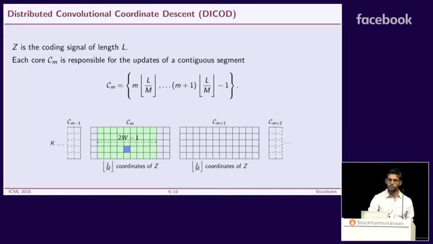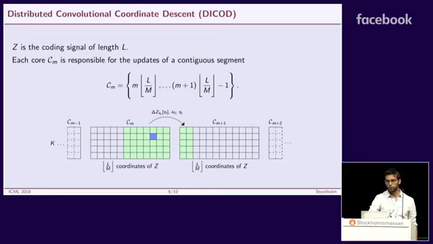The main issue is if the selected coordinate is on the border of your worker, then you need some kind of communication to ensure the convergence of this algorithm. This can be done pretty efficiently by only sending the coordinate number that you're updating and the value of this update. Then with this communication, the algorithm continues to converge.